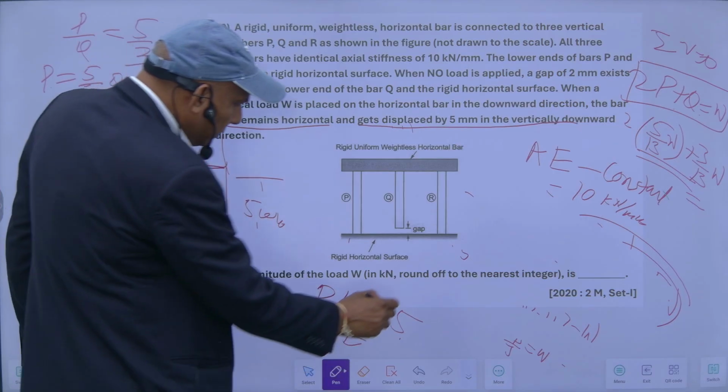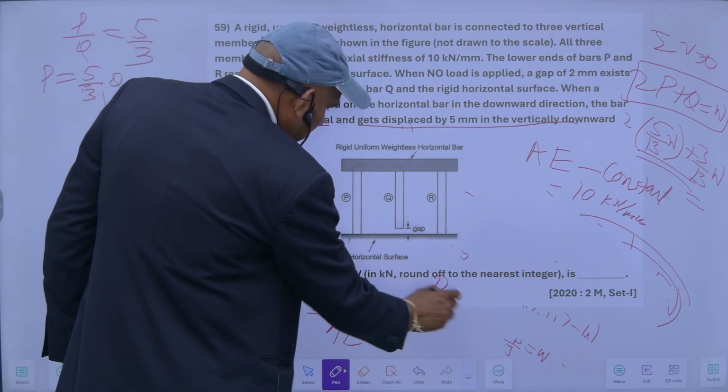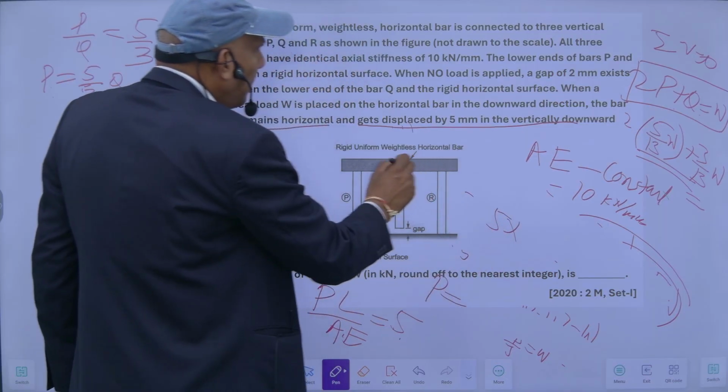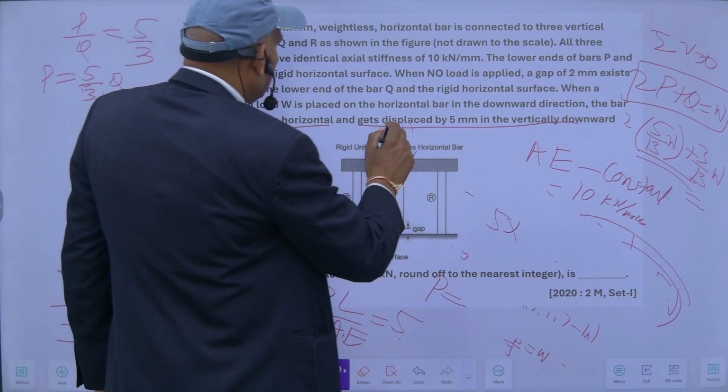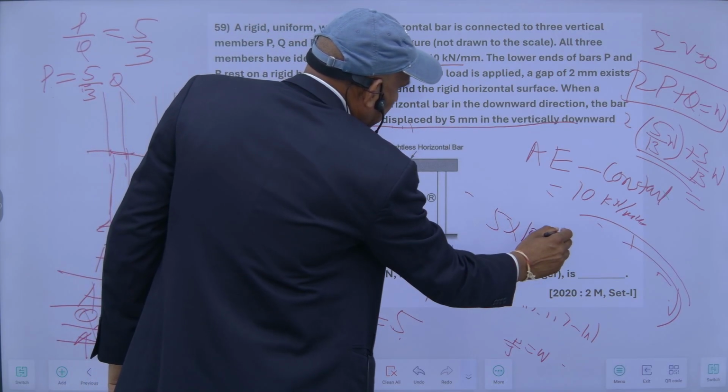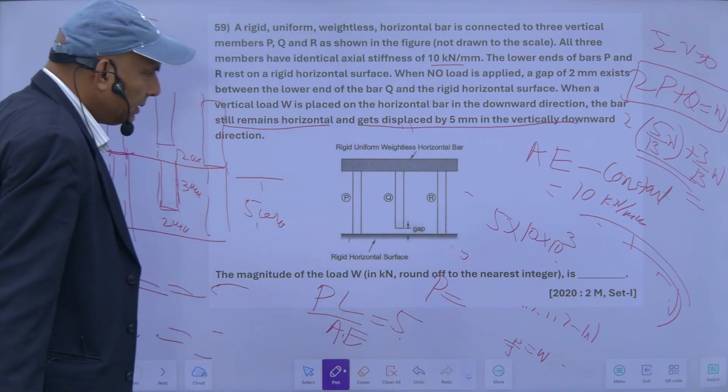So P is equal to 5 into AE. So 5 into AE means this is 10 kilonewton. AE upon length.